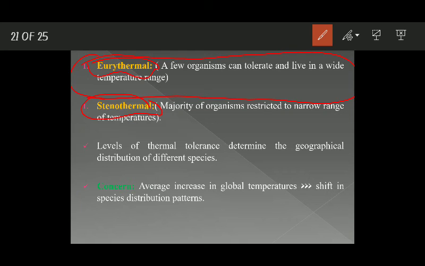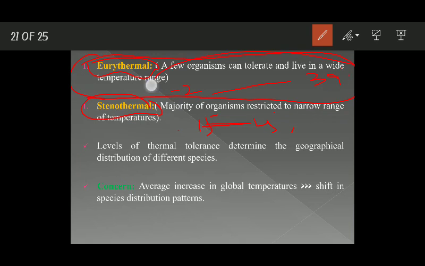Stenothermal organisms are those which are restricted to narrow temperature ranges. They cannot occur, for example, beyond 10 degrees Celsius. They can occur, for example, in a temperature range from 15 to 25 degrees Celsius. You cannot find them beyond 25 degrees Celsius and below 15 degrees Celsius. Eurythermal organisms, on the other hand, can occur, for example, from minus 2 to 32 or 39 degrees Celsius.